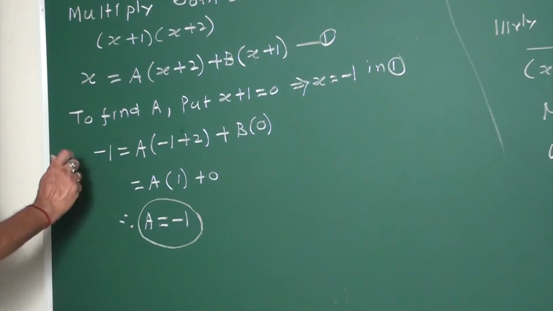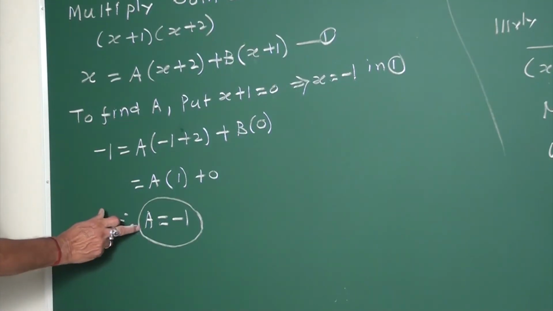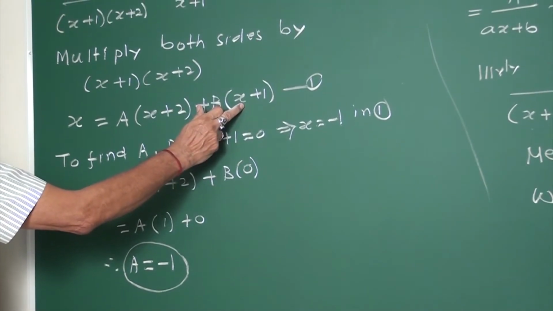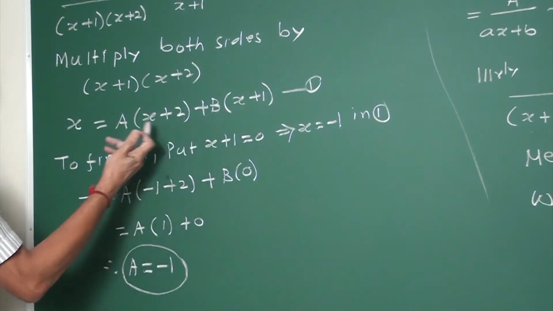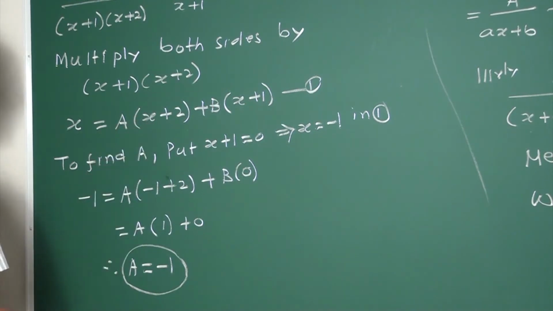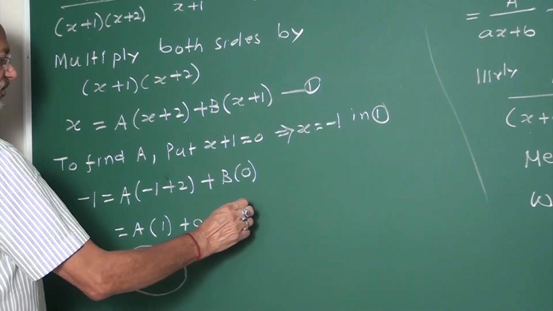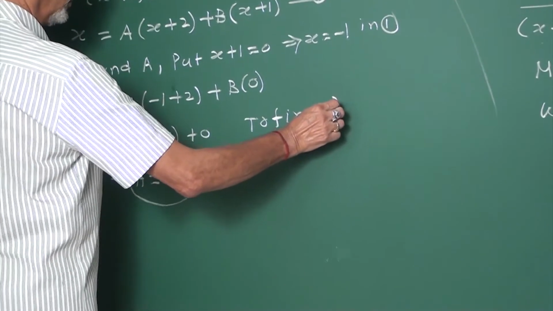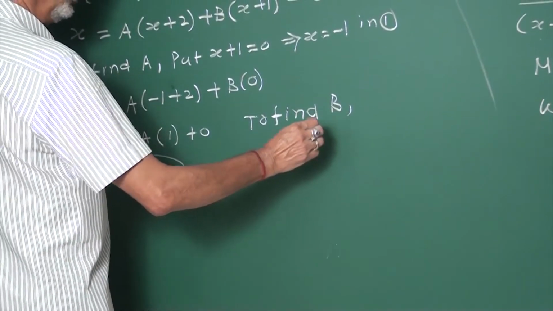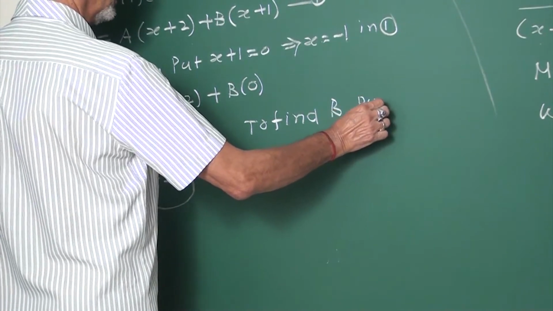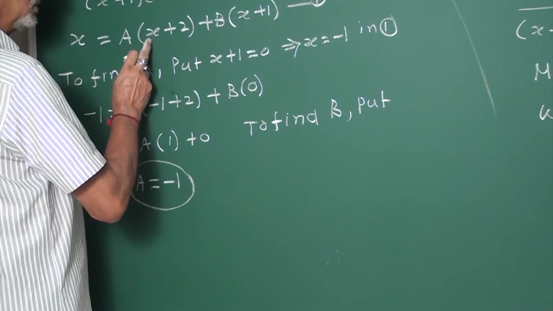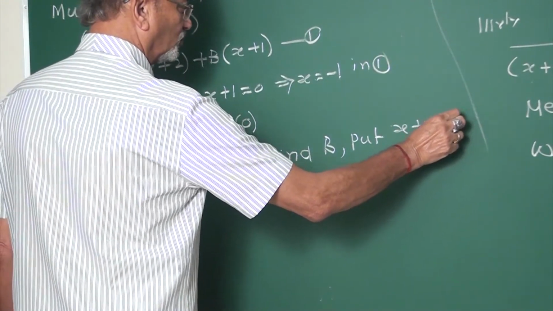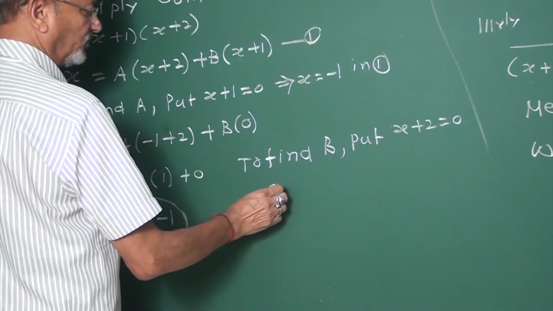Understood. A is minus 1. How do we find it? To find a, put the coefficient of b equal to 0. To find b, put the coefficient of a equal to 0. Yes, my friend. To find b, put the coefficient of a, what is it? x plus 2 equal to 0. Tell from this what is the value of x.